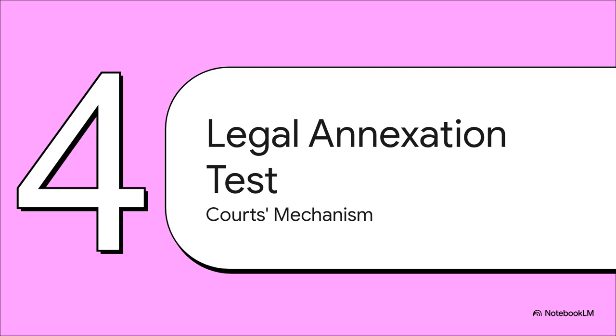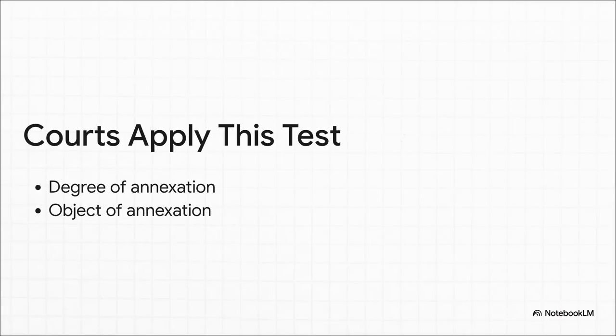Section 4. The Legal Annexation Test. So, the crucial point is, how do courts practically determine what is actually attached to the earth? Courts apply the following test. First, the degree of annexation, meaning how firmly is it attached. And second, the object of annexation, meaning the purpose of the attachment. You need to explain to the evaluator that applying these tests isn't just about whether something is nailed down, the degree, but why it's nailed down, the object. Is it just there temporarily, or is it there for the permanent, beneficial enjoyment of the property? Applying this in your exams shows a very deep, practical understanding of property law.